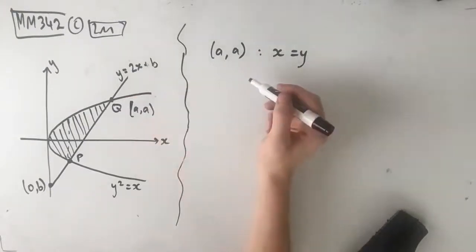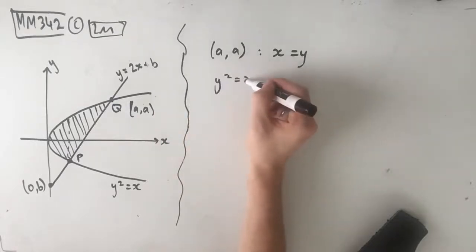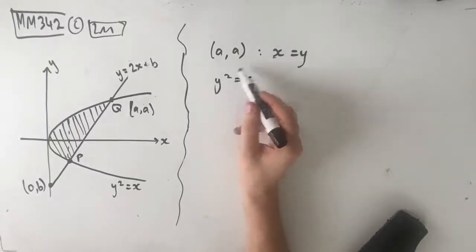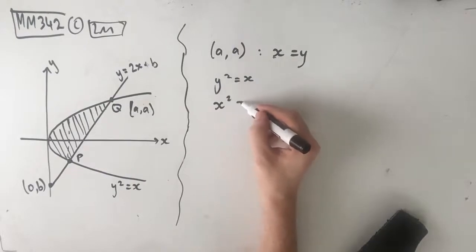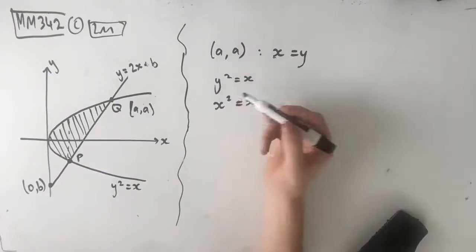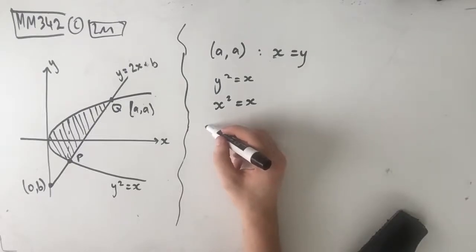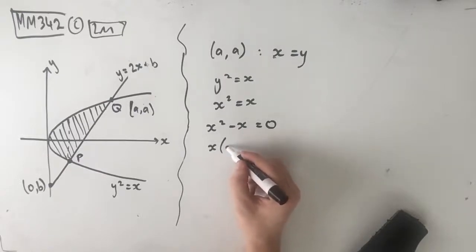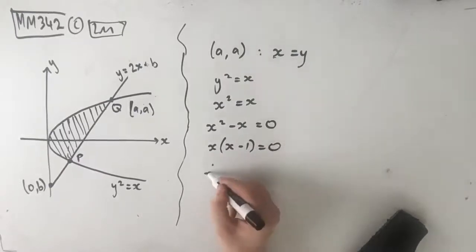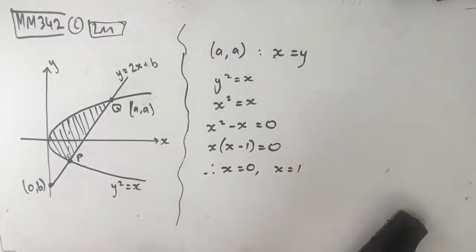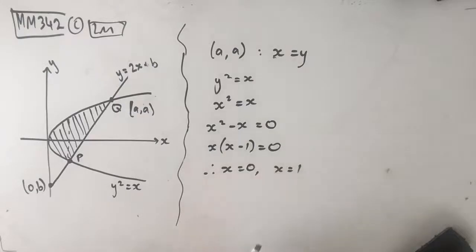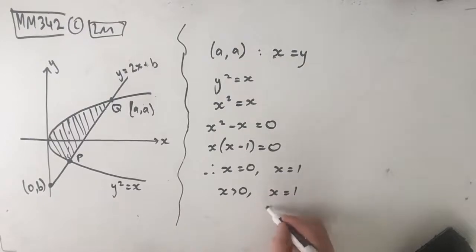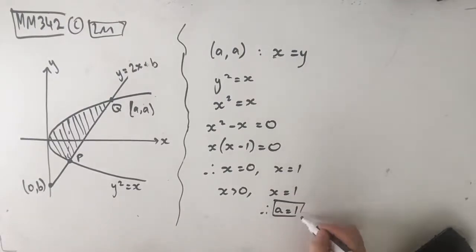So Q, we know, lies on Y squared equals X, right? If Y and X are the same, we can actually say that Y is equal to X here. So we can sub in our X value for Y, right? Because these are the same, we can substitute one in for the other. And then from here, we can say that X squared minus X is equal to 0. Taking X out as a common factor, we get X outside of X minus 1 equals 0. So therefore, X equals 0 and X equals 1. But the question tells us that A is a positive real constant, X is greater than 0, so therefore X equals 1, and therefore A equals 1. Awesome. That's our first mark.